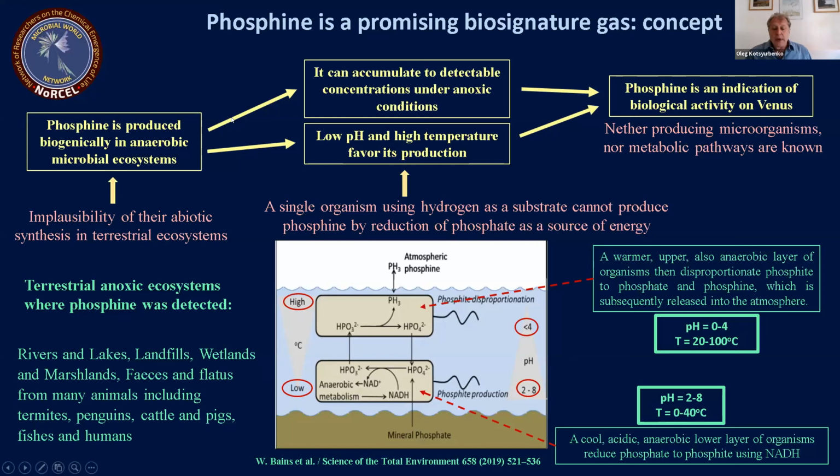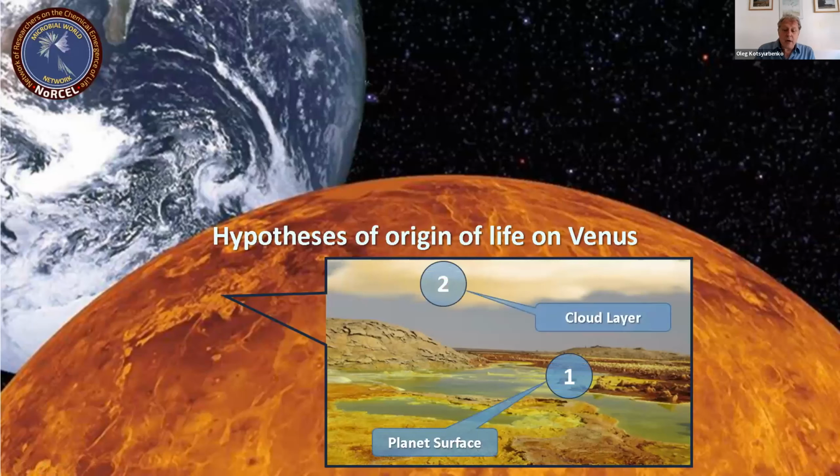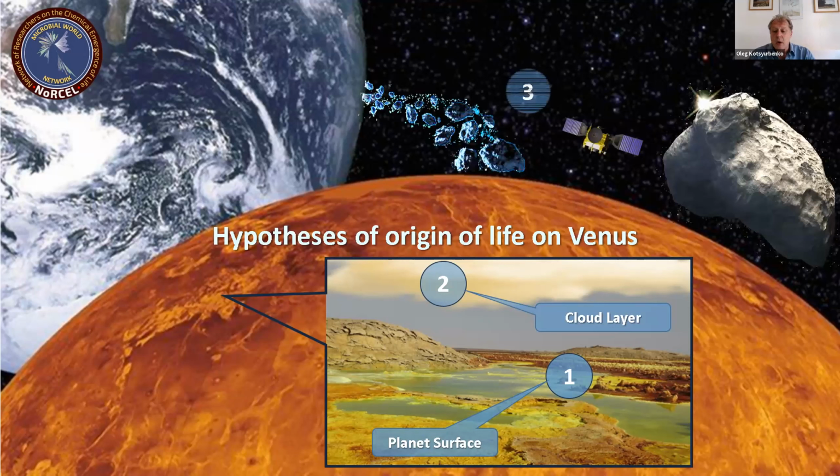If we consider the concept of the possible existence of a microbial community in the clouds of Venus, then we should also try to answer the question, how could this community appear there? There are 3 hypotheses for the origin of life on Venus. On its ancient surface, this is the first hypothesis. In the clouds themselves, this is the second concept, and as a result of panspermia.